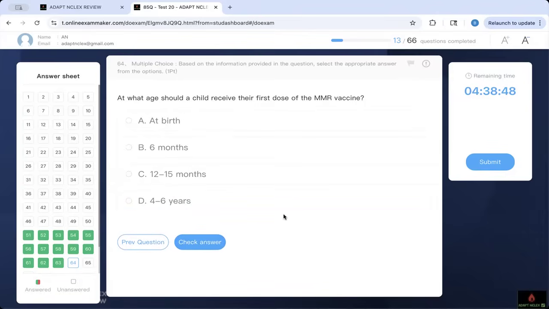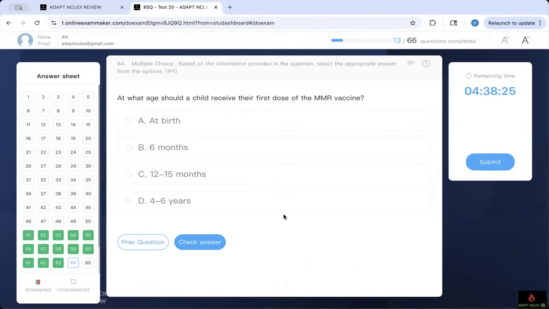64. At which age should the child receive the first MMR vaccine? You have to know the schedule of vaccination, and this is very, very important. There's a mnemonic you can use to answer. Check out that video because you have a vaccination video that will help you master this. Now, what do you think? What is the time to give a baby MMR?